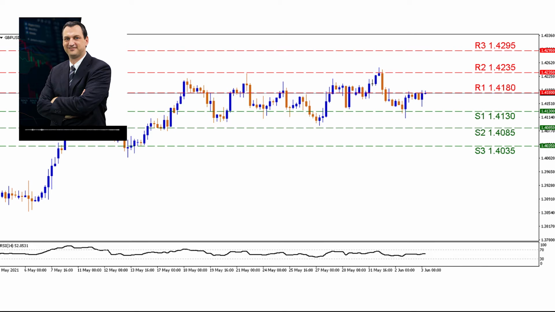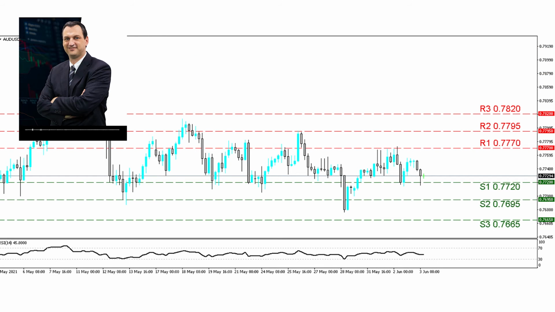In our opinion, some ambiguity over the pair's further direction is evident with the latest sideways motion, yet the touch of a new yearly high allows us to keep an upward bias for cable. Traders should keep in mind the UK Halifax house prices for May to be released on the 7th of June.